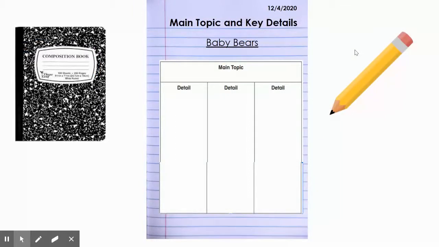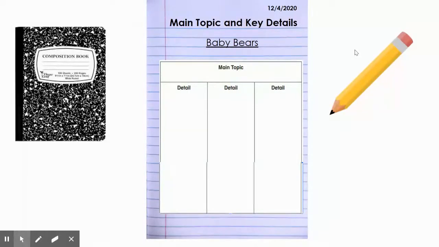So if you would go find your composition notebook, if you keep it in your banker box or perhaps you've moved it to a new location by now, please find your composition notebook and a pencil and turn to the next fresh page. You are going to include the date at the top and our comprehension skill above the first line and title it Main Topic and Key Details. You are then going to include the title of the story, Baby Bears. I would like you to underline the words Baby Bears because it is the title of a book.